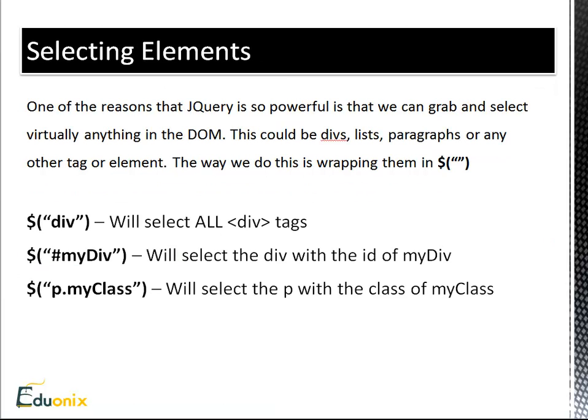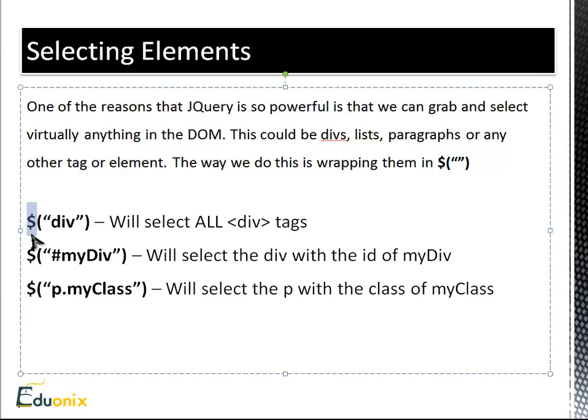Selecting elements. One of the reasons jQuery is so powerful is that we can grab virtually anything in the DOM or on the website, the browser, whatever you want to call it, and we do this with selectors. A selector is a jQuery or a $, and then some parentheses with whatever you want to grab in the middle. So this, for instance, will grab all div tags on the page.